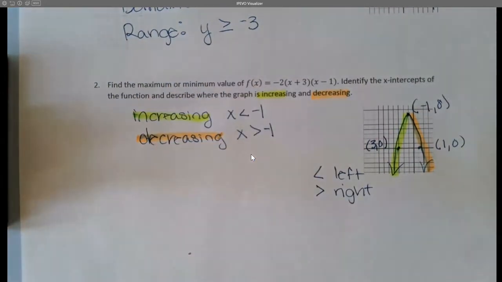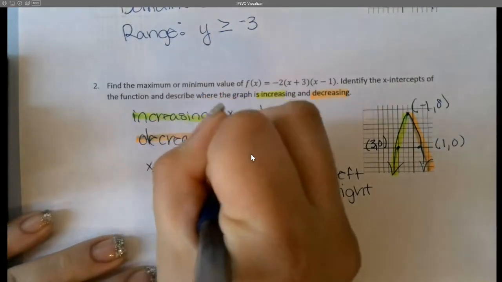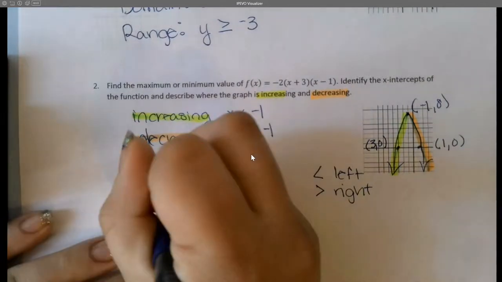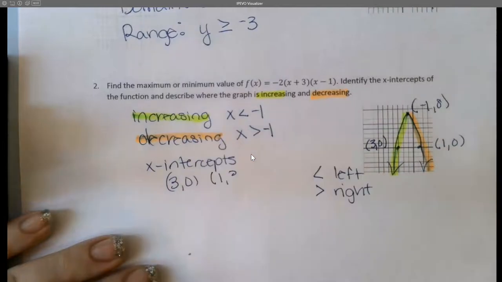Okay. And then I will just write my intercepts again. That was at 3, 0, and 1. That's not a 0.